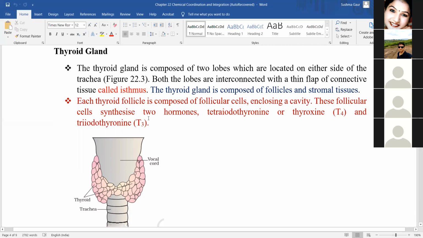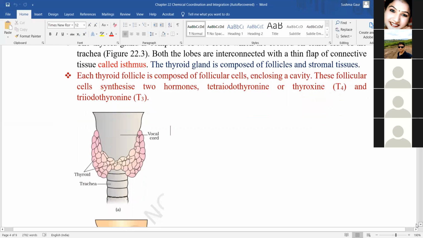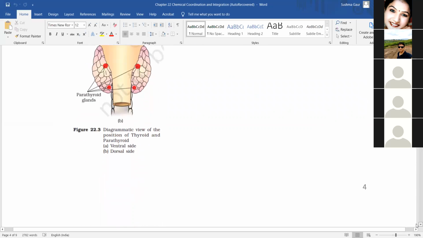and the follicular cells will synthesize two types of hormones known as T4 and T3, that is tetraiodothyronine or thyroxine, and triiodothyronine, T3. What you have to remember is that T3 and T4 are the hormones that will be produced from the follicular cells, or follicular region, of the thyroid gland. Okay. And which hormones come from the stromal tissues, I will tell you that too.